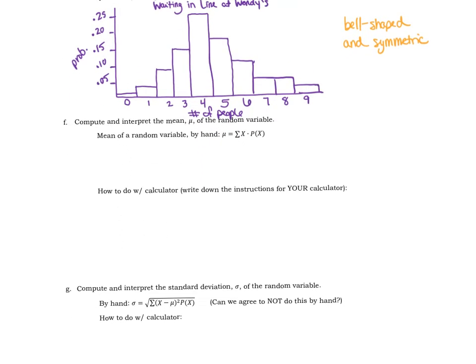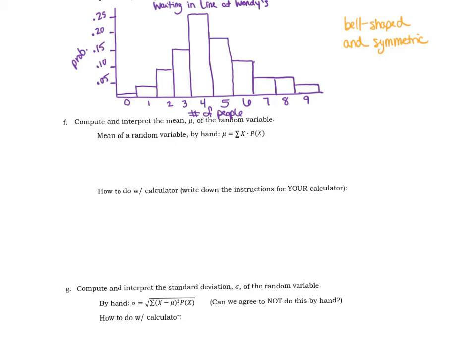All right, compute and interpret the mean of the random variable. So to find the mean, mu, of the random variable, you can kind of think of it as the mean of the probability distribution if you want to. I've got the formula here. You find the sum of the x values, those 0, 1, 2, 3, 4, up to 9 customers, times the probability of that many customers waiting in line.